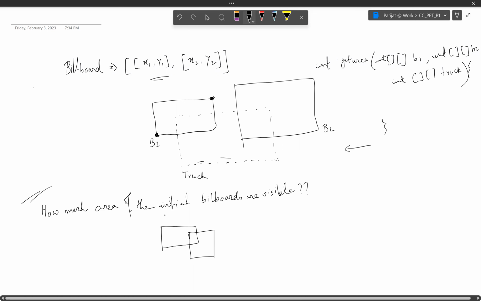So if you can find this for B1 and truck, and if you can find the same thing for B2 and truck, right? So this is B2 and this is truck. Then you know that your answer is basically this plus this. So now the problem boils down to a simpler problem: if you can find the intersections, the places which have not intersected, that is the area that is remaining.